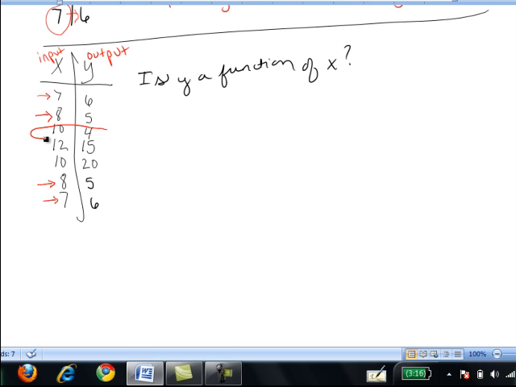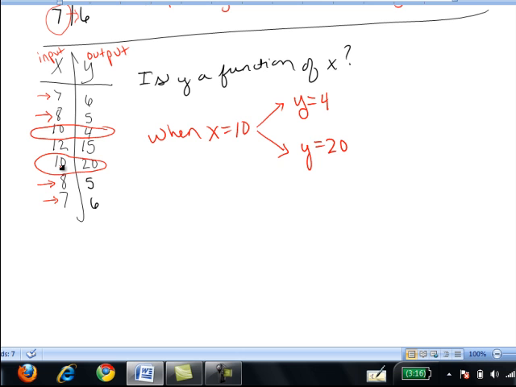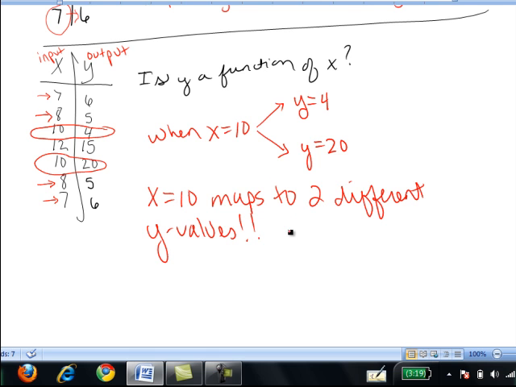However, we have a problem here. When x equals 10, we have 2 different possibilities of what could happen. We could have y equals 4, or we could have y equals 20. So x equals 10 does not map to one unique y value. X equals 10 maps to 2 different y values. So since x equals 10 maps to 2 different y values, you cannot say that each x maps to one unique y value. So y is not a function of x.